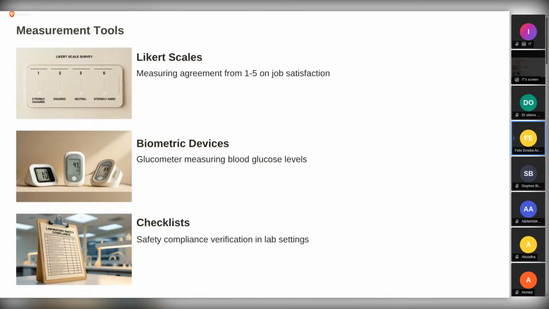You use a checklist for observational study, like I told you in the beginning. You just go there and check, are they wearing headgear? Check, are they doing this? Check, is the sound pressure level above or below 85 decibel? Check. So checklists are usually used for observational study.